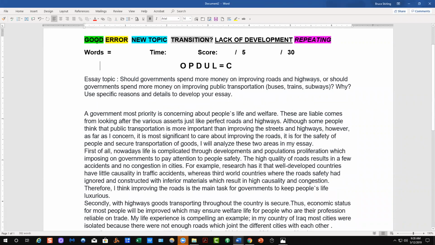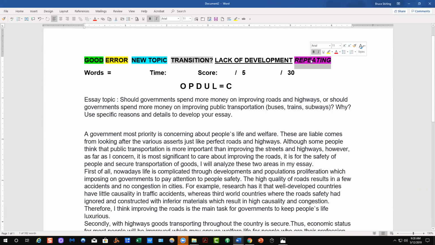I have a color code. It's green for good, yellow for error, and blue for new topic, meaning you were talking about pizza, pizza, pizza, and now you're talking about hamburgers. T, gray, is transition, a smooth connection between sentences or paragraphs, etc. Underline is lack of development, and purple is repeating, okay?